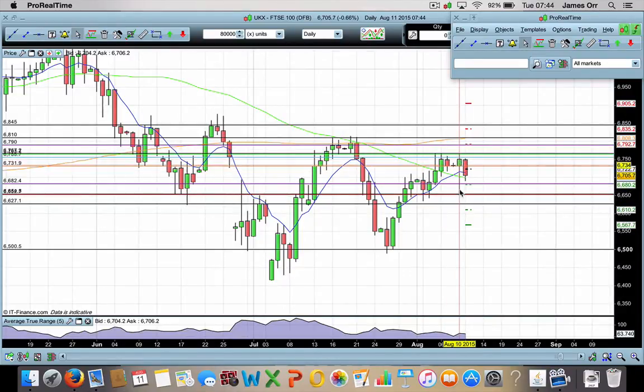This was about a 40% retrace from this move up here, which is still a positive. It's a positive pullback. However, it's a bit of a mixed signal, so we really need to wait and see today.